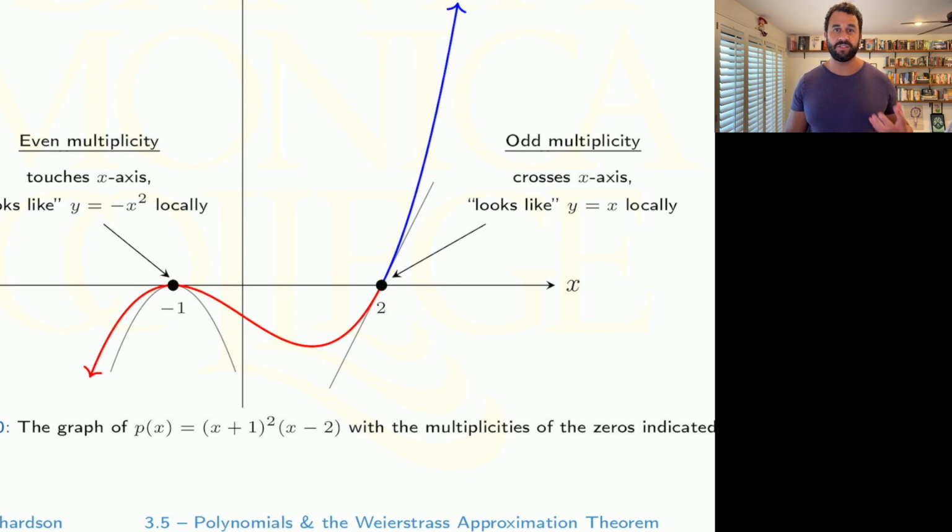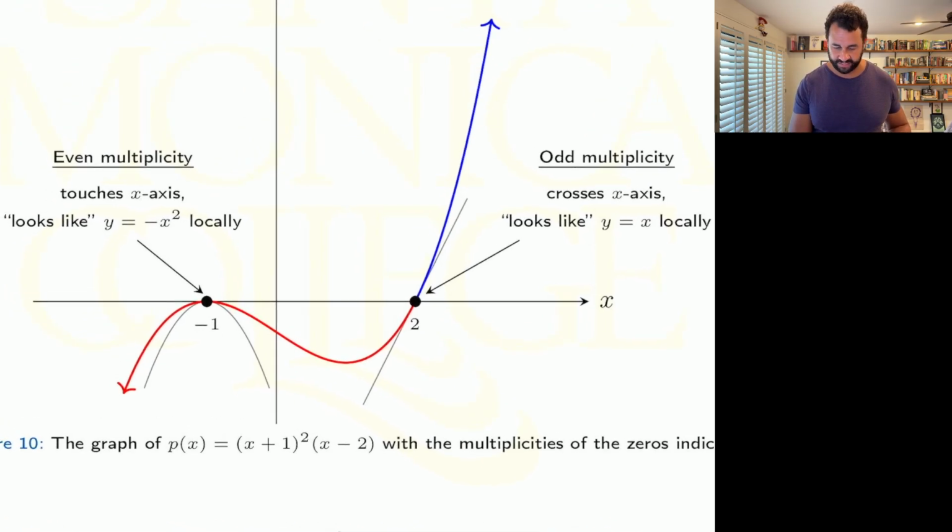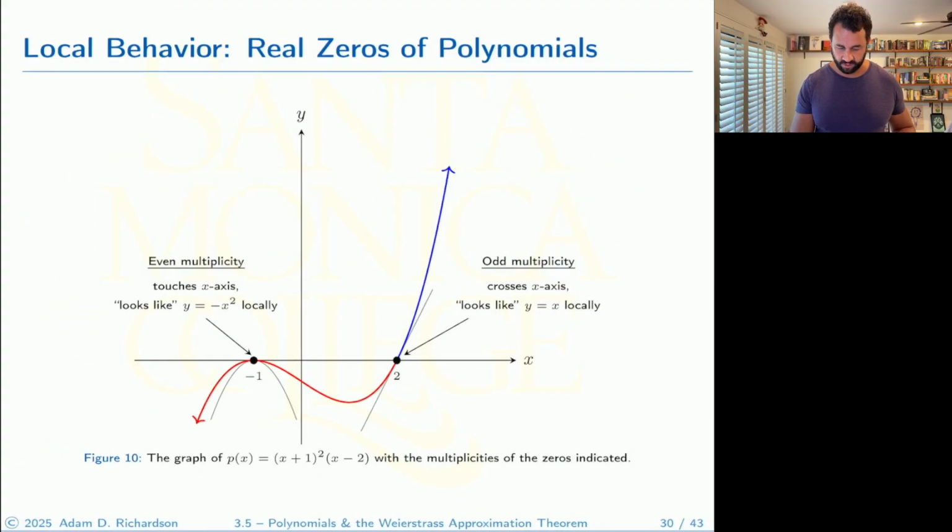So this gives you a lot of intuition for what the graph looks like when you have the factored form. It tells us all about that local behavior. That's why the factored form is nice, okay?